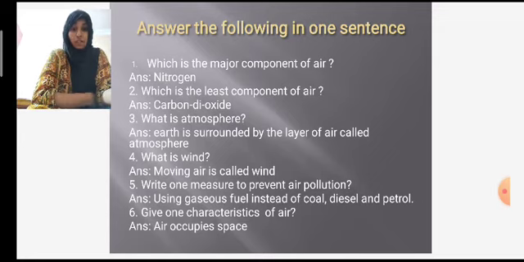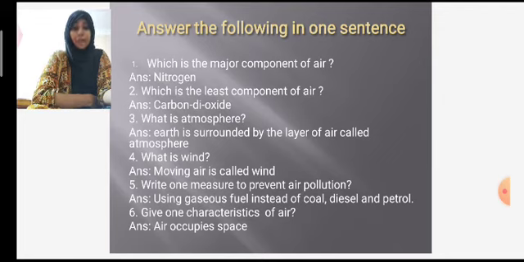What is atmosphere? The earth is surrounded by the layer of air. It is called as atmosphere.